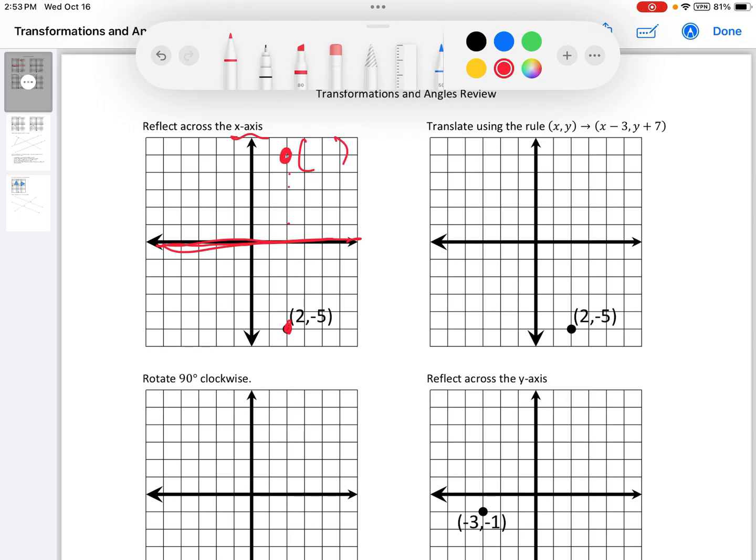Then I want the coordinates. It goes 2, 5. Positive 2, positive 5. And that's how you reflect across the x-axis.